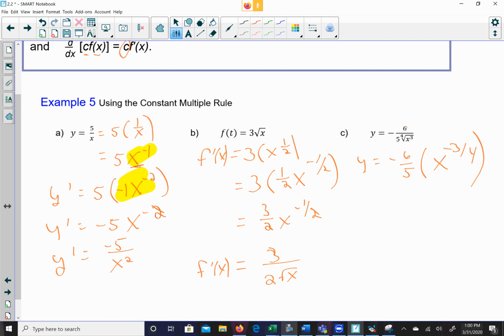So when I go to find the derivative, here's the -6/5 that I had out in front. I'm going to multiply by -3/4. And then I'm going to reduce the power by 1. Whoopsie, that's the times sign. And so this will be x, and when I reduce the power by 1, it's going to be -7/4. So now when I multiply, the negative times the negative will be a positive.